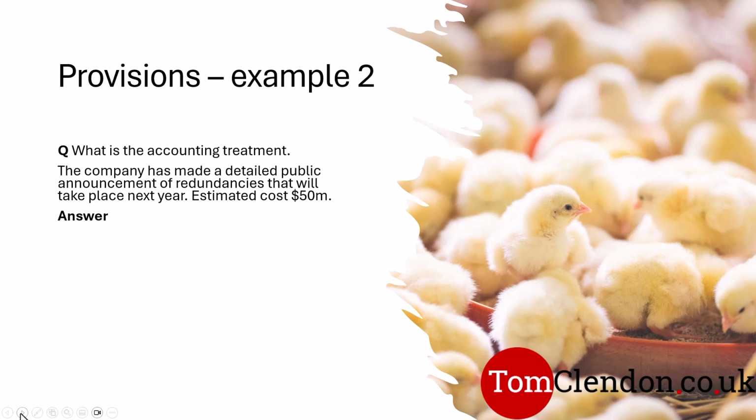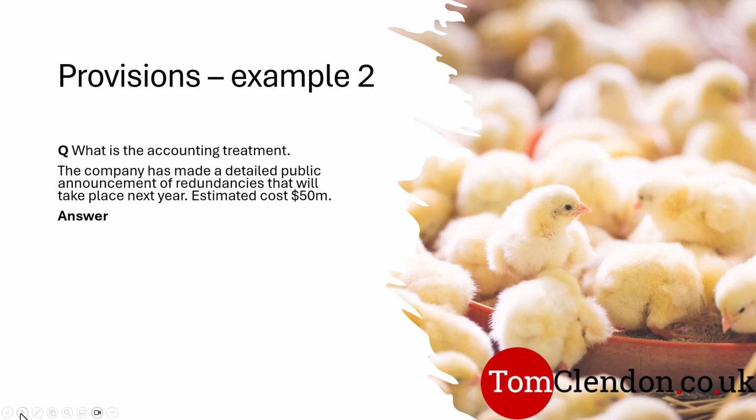Let's have a look at another example. This time, the company has no legal obligation to make people redundant. It's decided of its own volition. There's no legal requirement, there's no contractual obligation that it has to make people redundant. It's made a detailed public announcement, so it hasn't done it yet. And these redundancies won't be incurred until next year. So it's in the future that we'll be paying out the 50 million. Are the 3 conditions met? Well, I would argue actually yes.